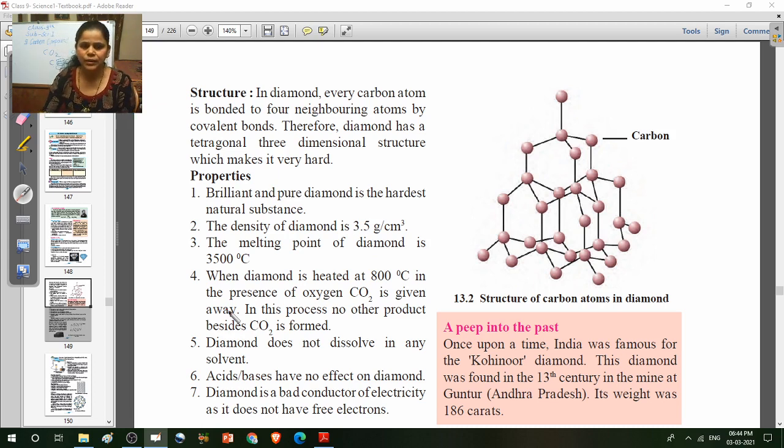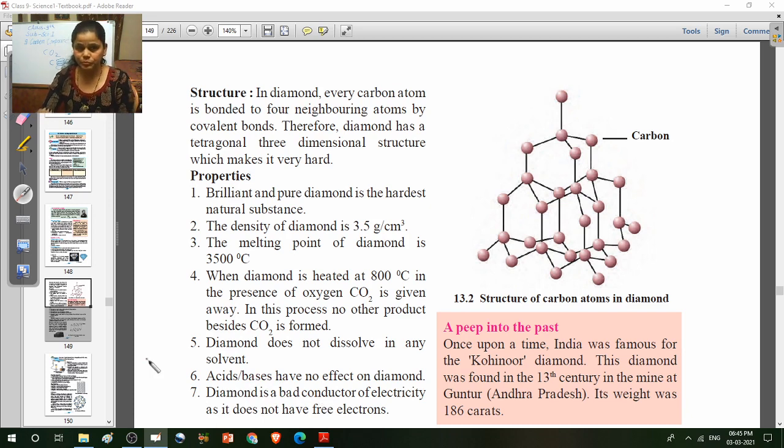Okay, then diamond does not dissolve in any solvent. Acid or base have no effect on diamond. Yes, acids and bases have no effect on diamond. And then the last one is, diamond is a bad conductor of electricity.